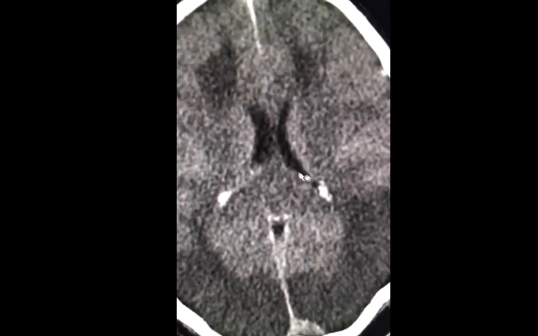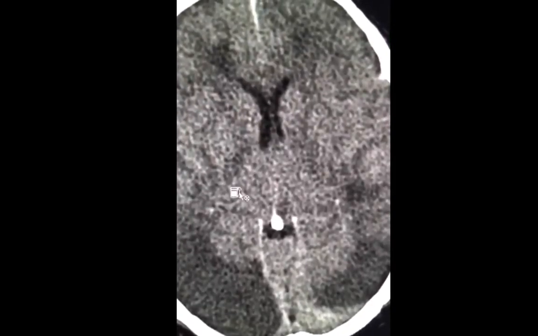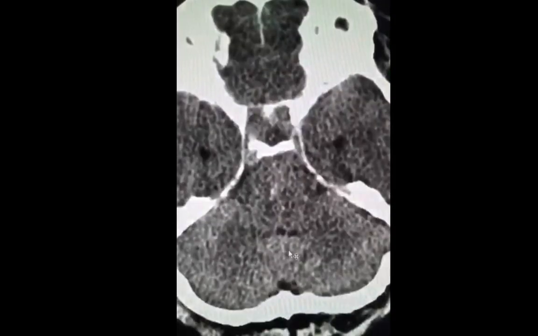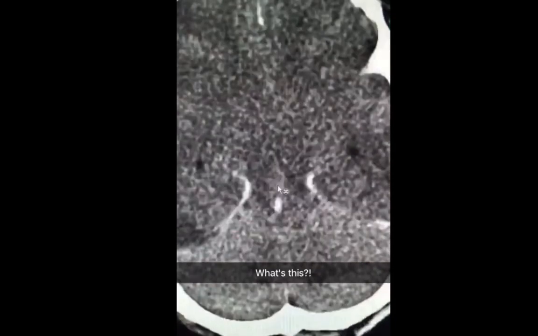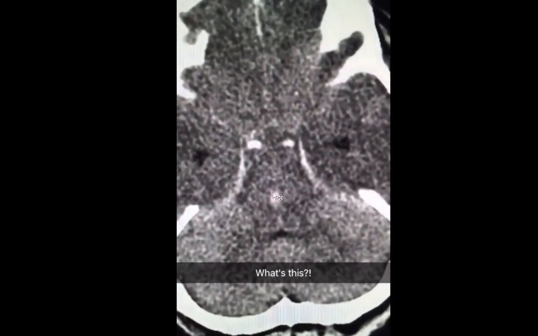Those are the lateral ventricles, which are compressed, especially posteriorly, by the effect of edema. You see part of the fourth ventricle here. The focal hyperdensity in the brainstem, namely in the pons, is a bit unusual.